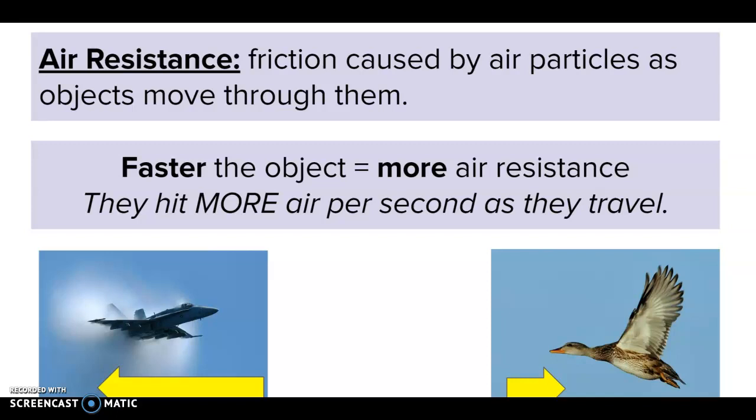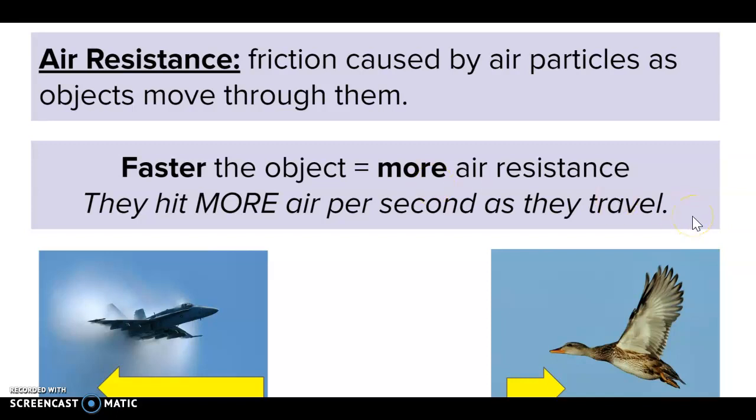What's important about air resistance is that the faster an object goes, the more air resistance it gets. So the jet, for example, which is traveling faster than the speed of sound, is going to be bumping into an incredible number of air particles per second. Okay, and the more air particles you run into, the more friction that you're going to produce. So that plane experiences a massive amount of friction, which is why it has to be so aerodynamic so it can actually go that fast.